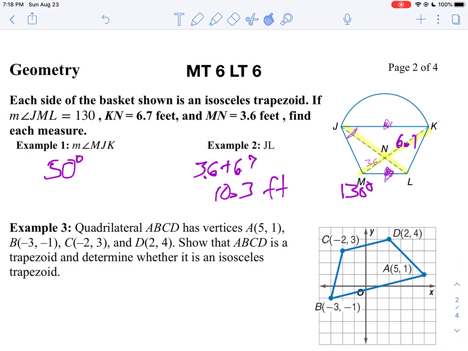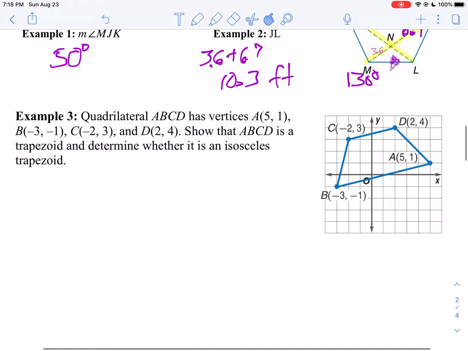Now we look at another coordinate plane problem. We're told ABCD has vertices as shown, and I've graphed them for you. We want to show it's a trapezoid. Then we want to figure out if it's isosceles. Well, to see if it's a trapezoid, I think the easiest way is look at the slopes of all four sides. So we'll start here with the slope of AB.